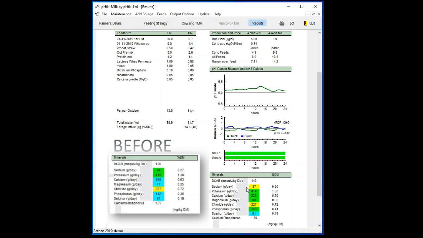Okay, so for now this is the end of the tutorial. I hope it's helped in giving you an overview of how the pH6 dairy simulator works.